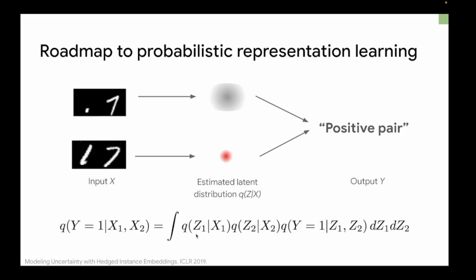And then based on each Z1 and Z2, you can measure the probability of positive pair. And then you can just average over the possible Zs given x1 and x2 separately. That's going to give you the probability of y1 given x1 and x2. And that's essentially the prediction that you're going to train with the binary cross entropy loss function.